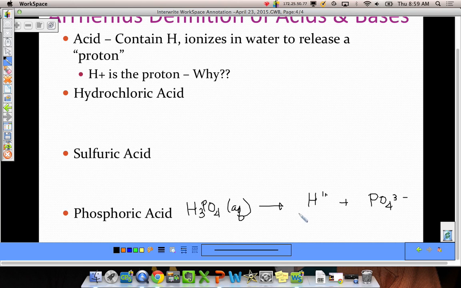Show me with your hands what goes in front of the hydrogen there. Awesome. Those of you that are showing me, that's perfect. 3 goes in front of the H1+. I have a balanced reaction. This would be 3 of them, so triprotic. It's a triprotic acid. It has 3 hydrogens that it could get rid of. Now, it's not always going to dissociate completely. We're going to see that as we go on.